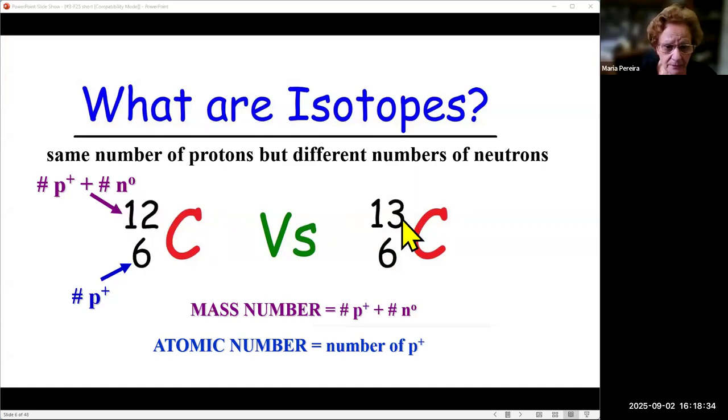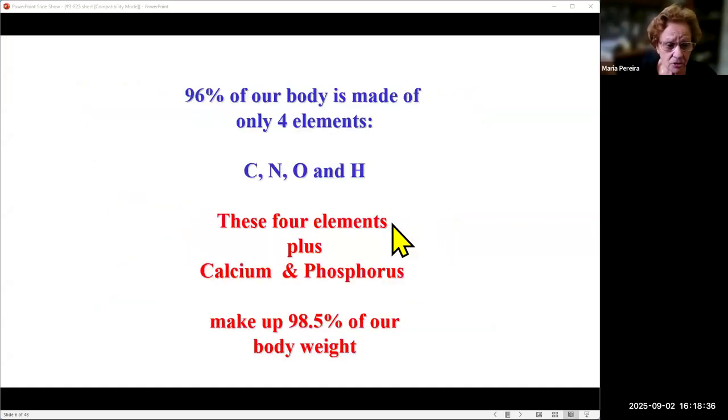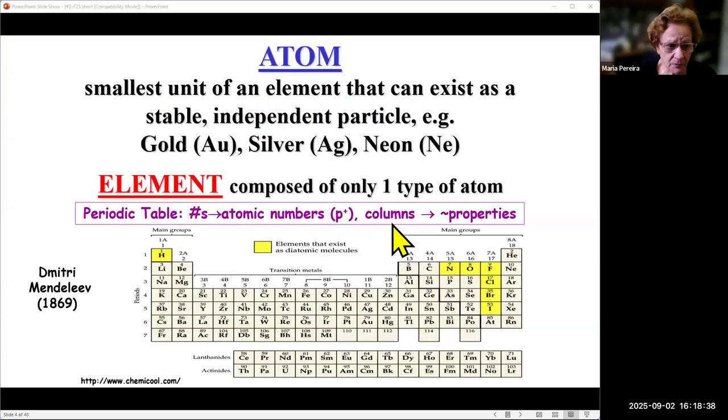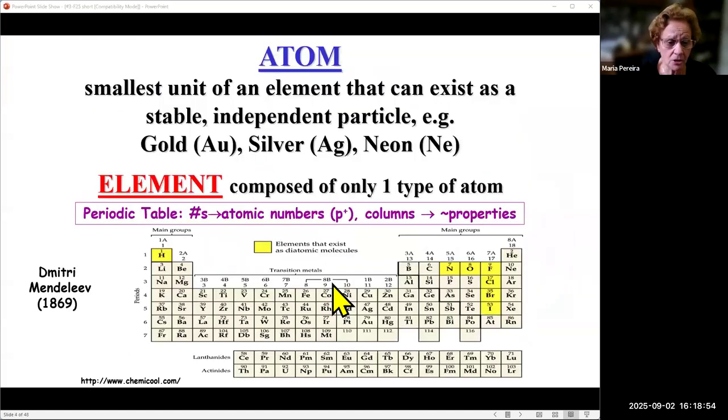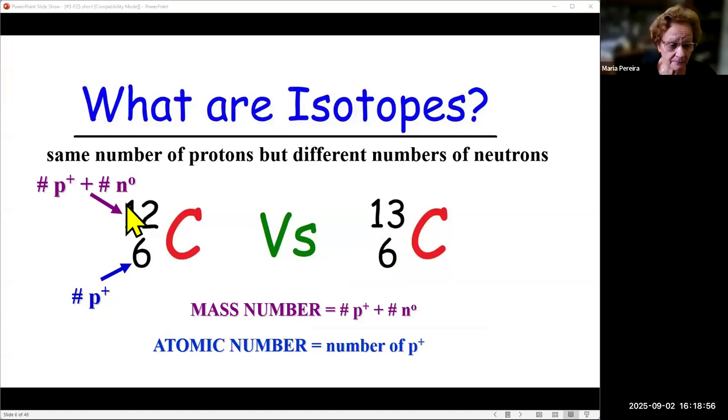Remember, this number here represents the atomic number. So the atomic number is the number of protons and neutrons. That's the mass number, sorry. This number here represents the mass number, which is the number of protons plus the number of neutrons. So we go back to the carbon here, that's the mass number. And in this carbon 12, we say carbon 12, it contains 6 protons and 6 neutrons.